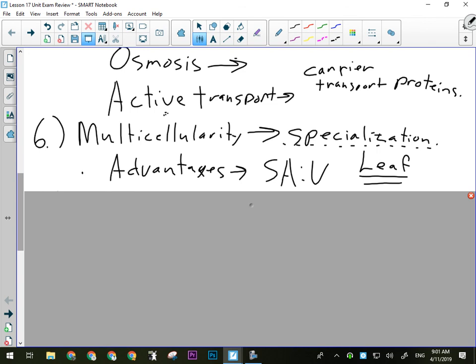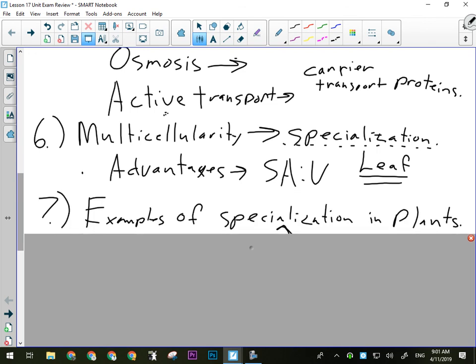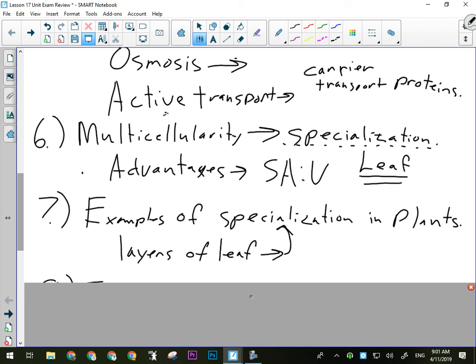Do you suppose I will put a diagram of the leaf on the exam? I guarantee it. If there's a diagram of the leaf, it's talking about multicellularity, it's talking about specialization, roles of different cells. That's the stuff you need to know. So number 7, examples of specialization in plants, layers of the leaf. So what we just talked about.